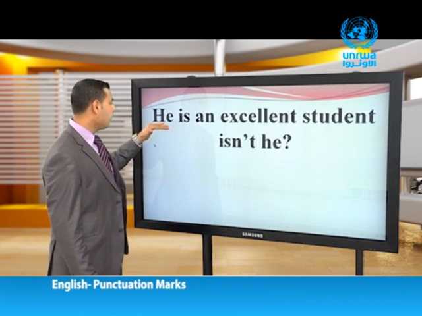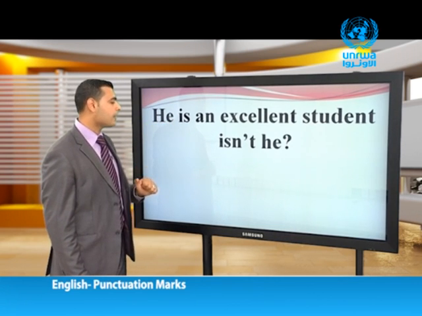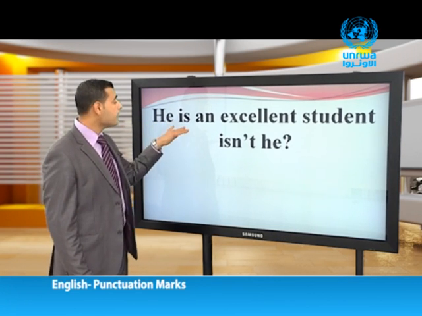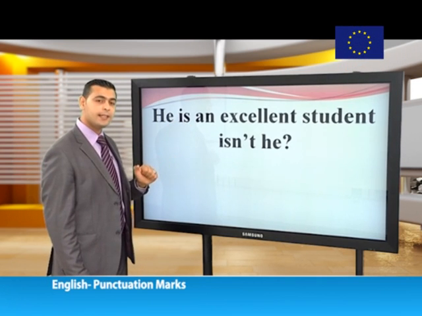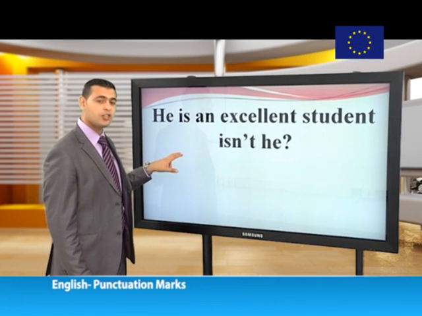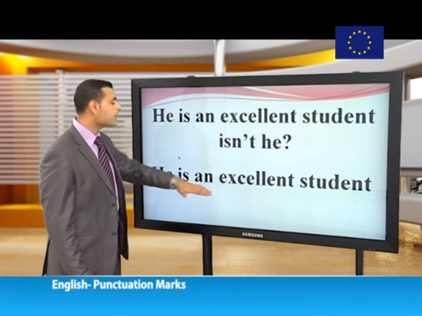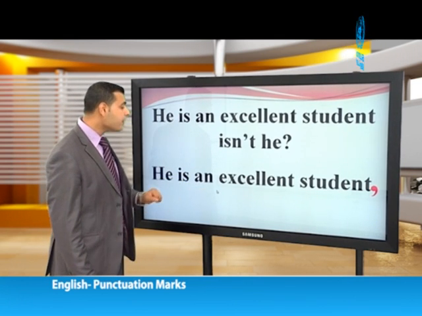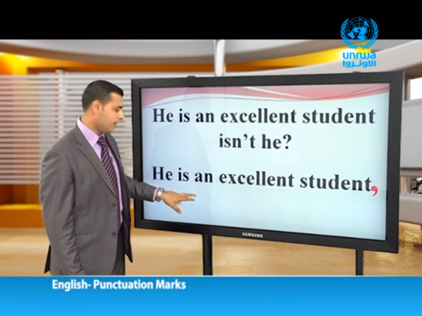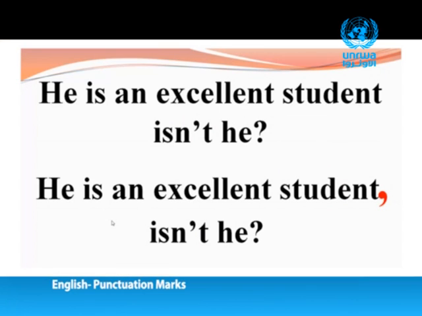The next example. He's an excellent student, isn't he? This is a tag question. Look here, he is an excellent student. Before the tag question, we use a comma. Then we put the tag question. He is an excellent student, comma, isn't he?